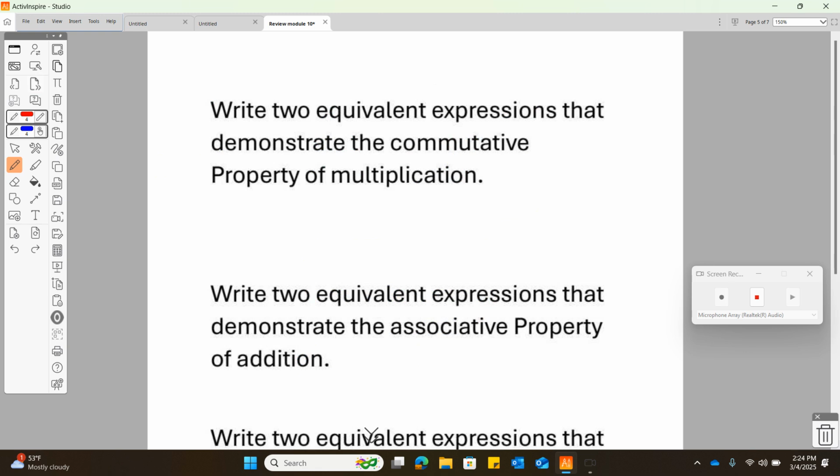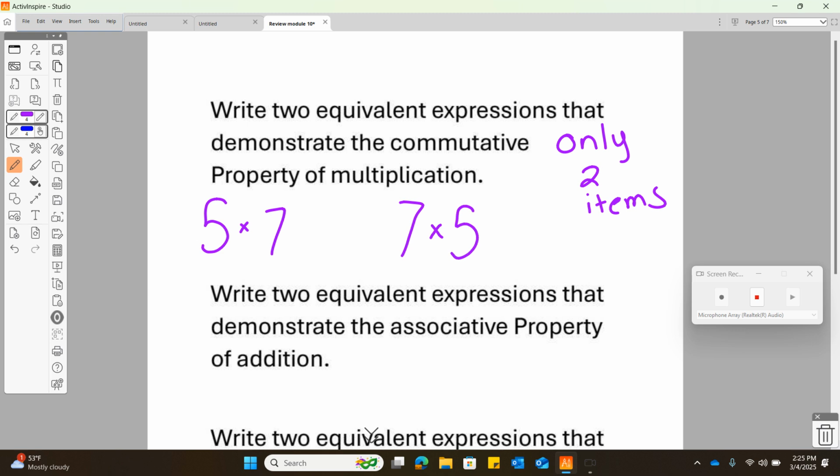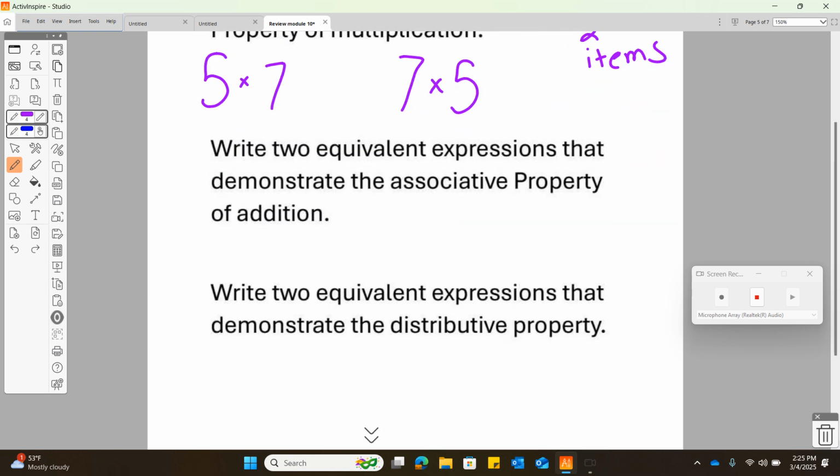Write 2 equivalent expressions that demonstrate the commutative property. So the commutative property is the one that says you're only dealing with 2 items. So for instance, and it's multiplication, 5 times 7 is the same thing as 7 times 5. That is the commutative property of multiplication.